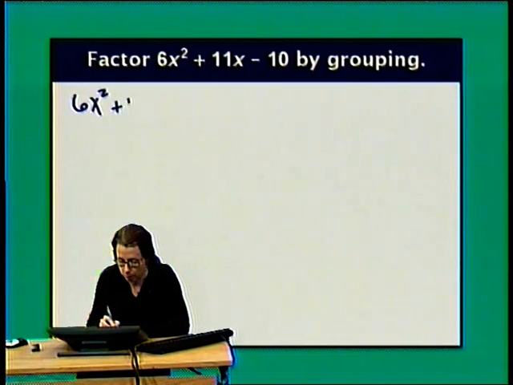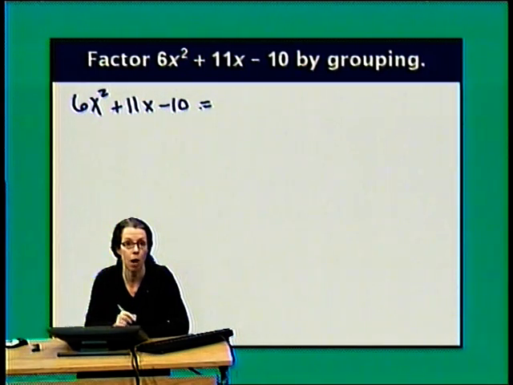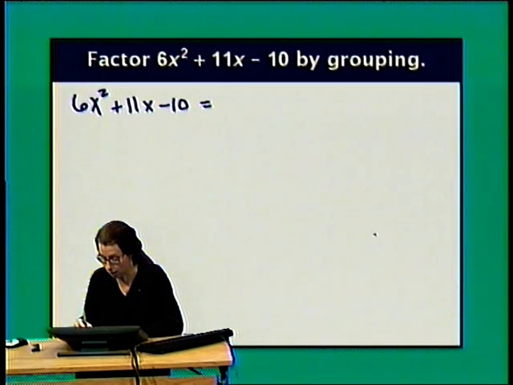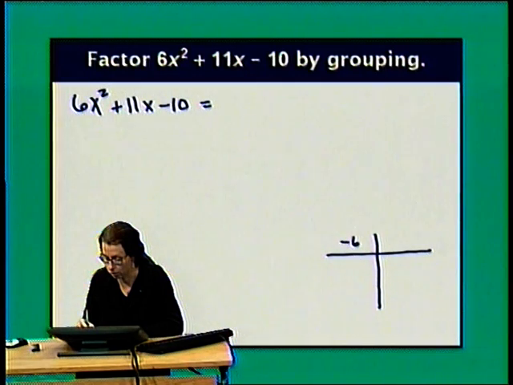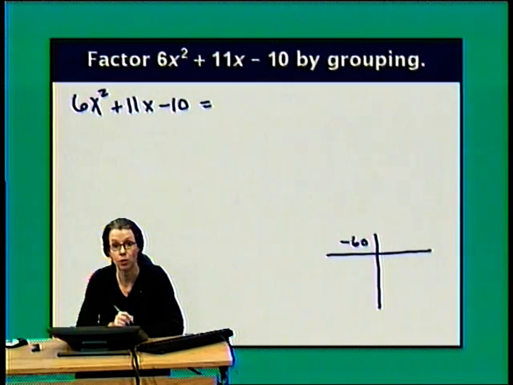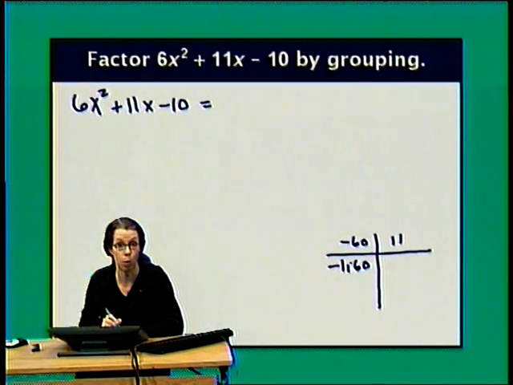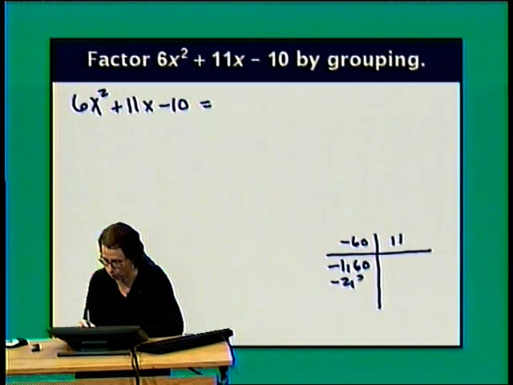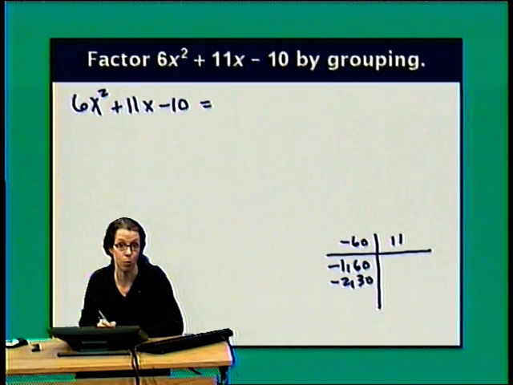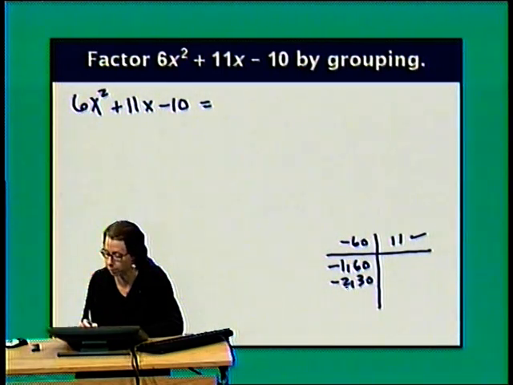6x squared plus 11x minus 10. Looking at the product of 6 and negative 10, that's negative 60. I want integer factors of negative 60 that add to 11. Well, let's see. Negative 1, positive 60. That won't work. Negative 2, positive 30. That's not working. But notice that the number that's larger in magnitude is positive.